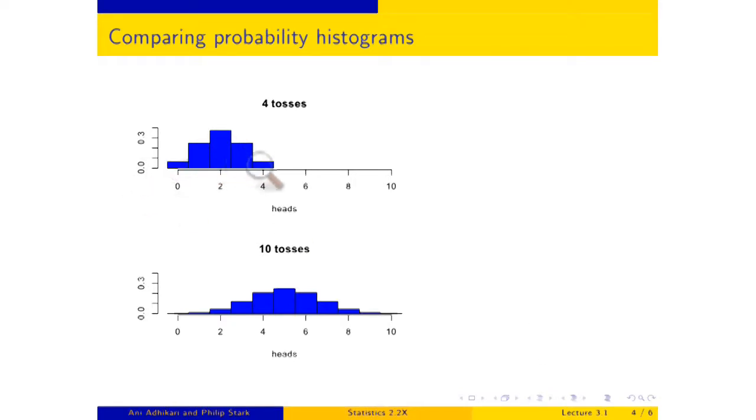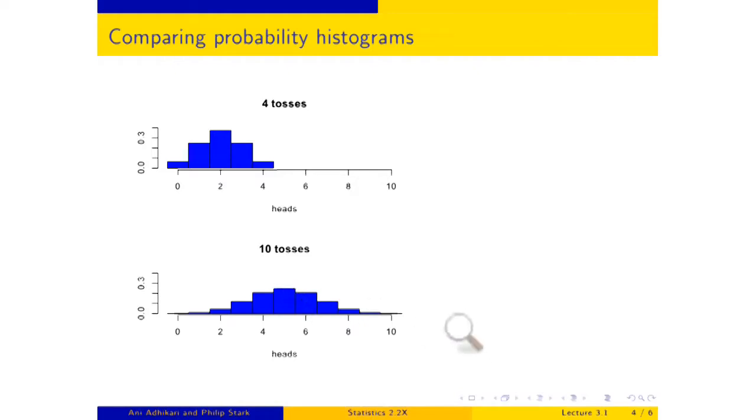What is the total area of these bars? It's the total probability of getting any number of heads in 4 tosses, and that's 100%. So you've taken your total area of 100% and you've distributed it over 0, 1, 2, 3, and 4. When you get to 10 tosses, the total probability is still 100%, but it's distributed over 0 to 10, centered at 5. So what's happened is this histogram has slid over so that it's centered at 5, and then somebody's taken a great big hand up at the top and squished it down.